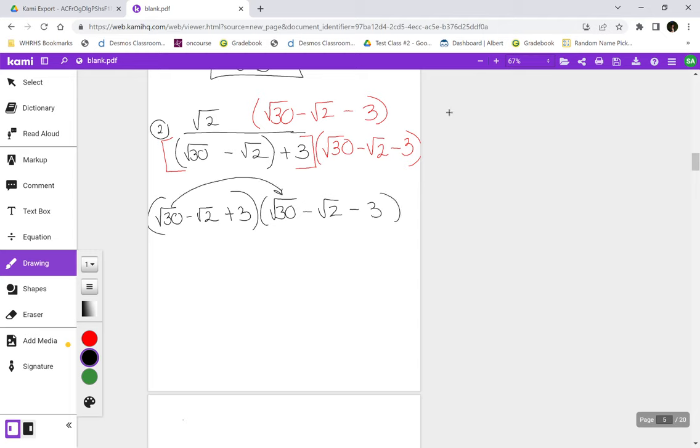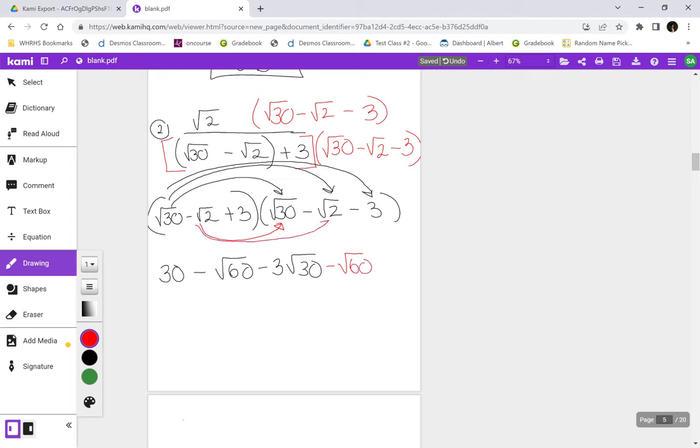All right, root 30 times root 30 is 30. Root 30 times a negative root 2 is a negative root 60. Root 30 times a negative 3 is a negative 3 root 30. Now let's go on the root 2. Negative root 2 times root 30 is a negative root 60. Negative root 2 times a negative root 2 is a positive 2. Negative root 2 times a negative 3 is a positive 3 root 2. Not done. Now we're going to triple distribute the 3. 3 times root 30 is a 3 root 30. 3 times negative root 2 is a negative 3 root 2. And 3 times a negative 3 is a negative 9.